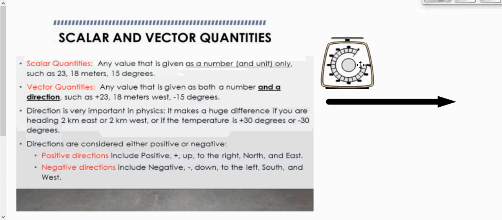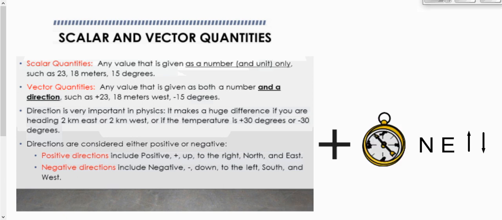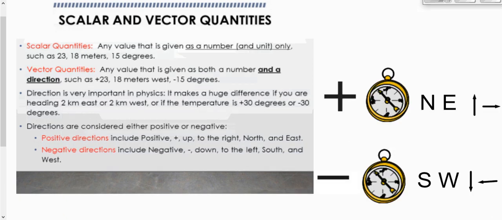And there's lots of ways we can describe direction. We can talk about positive or negative directions. We consider directions to be positive if, for example, on a compass, we're going north or east. We also consider directions to be positive if, for example, we're heading up or to the right. We can also talk then about directions being negative. Directions are considered to be negative if on a compass, for example, we're heading south or west, or if we're moving in a direction of down or to the left.